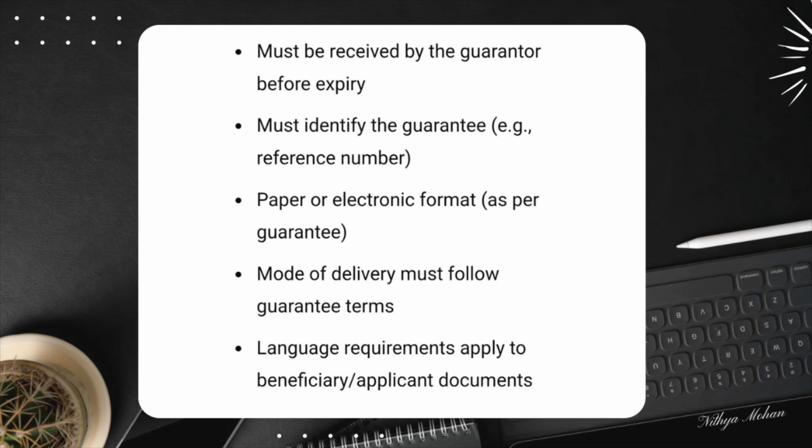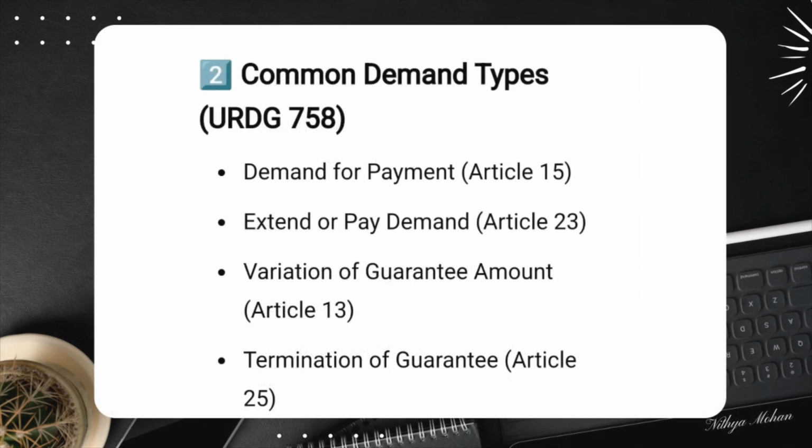Now, the Uniform Rules for Demand Guarantees, or URDG 758, establish clear guidelines for making presentations. Let's look at the most common types of demands. First type is demand for payment. Second, extend or pay demand. Third, variation of the amount of guarantee. Fourth, termination of the guarantee.